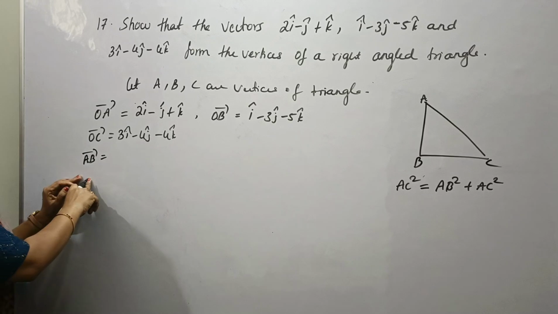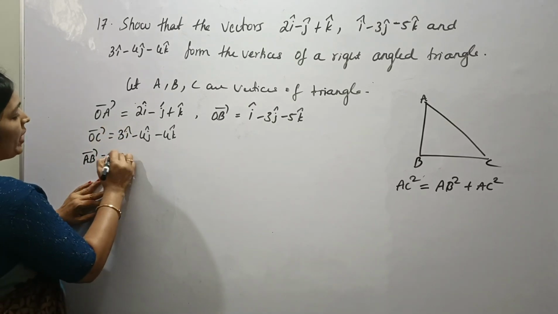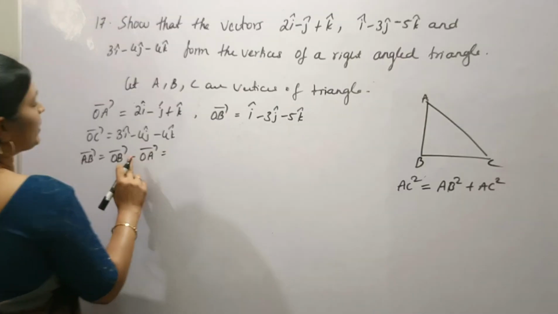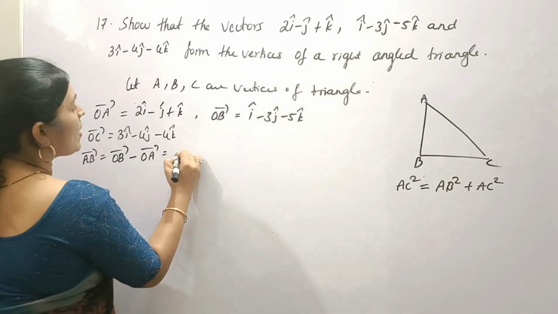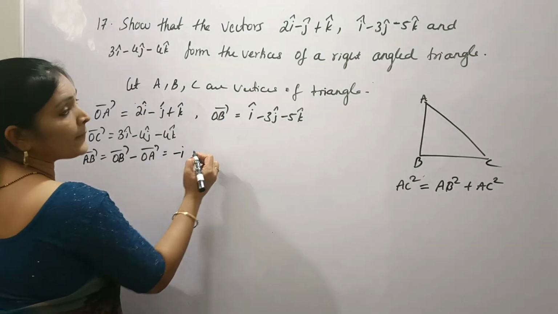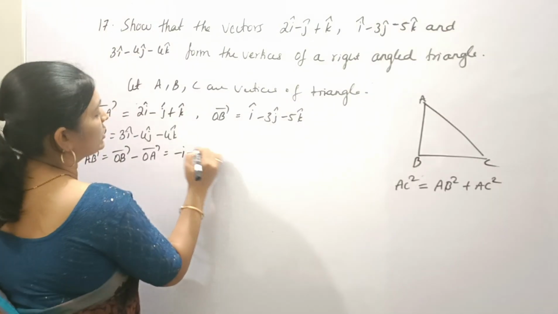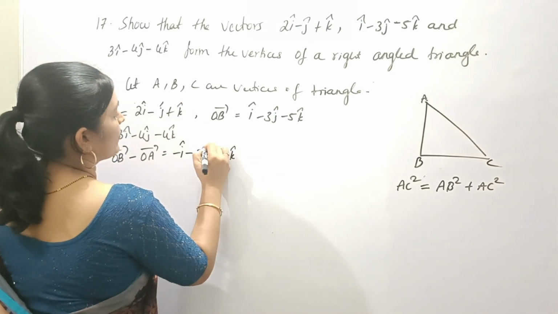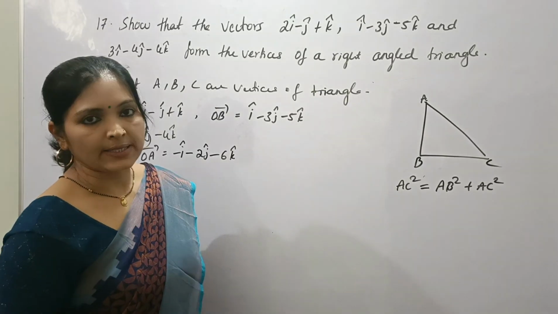Let's find vector AB. Vector AB is equal to vector OB minus vector OA. OB is this one, OA is this one. So 1 minus 2 is minus i, minus 3 minus minus 1 is minus 3 plus 1, so minus 2j, and minus 5 minus 1 is minus 6k. So vector AB is equal to minus i minus 2j minus 6k.